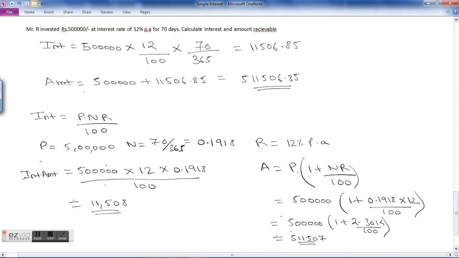Now sometimes in problems the interest rate is not given, sometimes the interest amount is given. In that case you can always use this formula and calculate the interest rate. For example, if interest is equal to PNR upon 100 and one value is missing, you can always use the formula and calculate the other values. So this was about the simple interest.